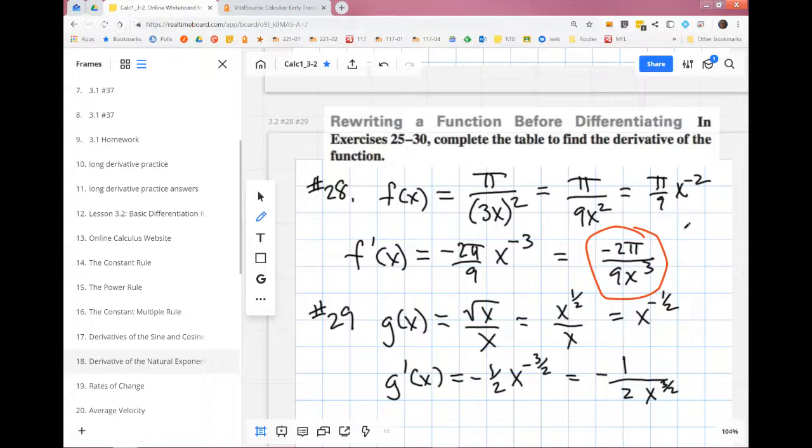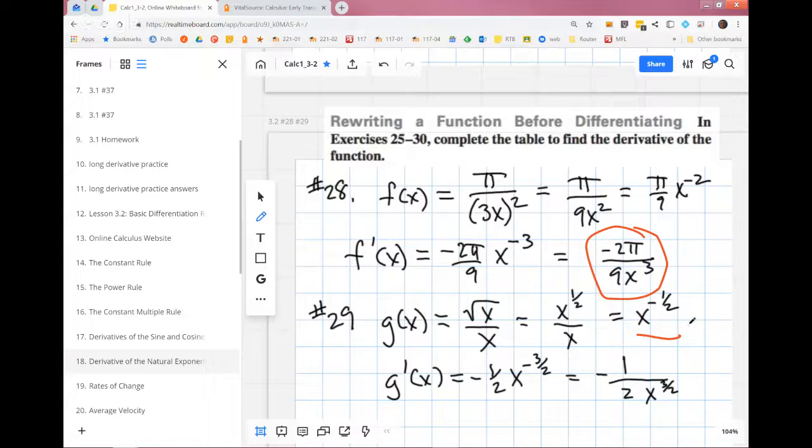Number 29, what do you do with a root? Write it as a power. So square root of x over x is x to the 1/2 over x. How did I get that to be equal to x to the negative 1/2? Somebody respond to that, please. How did I go from x to the 1/2 over x to x to the negative 1/2? Somebody, please.